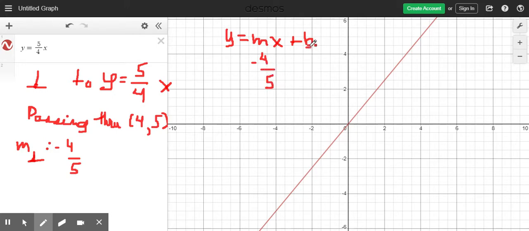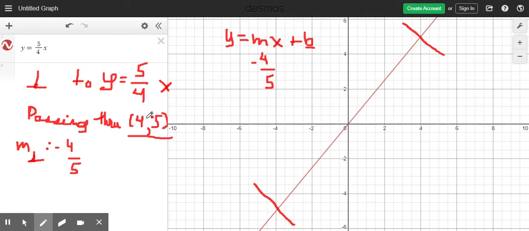But we don't know the b. We don't know the y-intercept on this new line that we're drawing. We know it has to be perpendicular to this line, but we don't know where. We don't know if it's going to be here. We don't know if it's going to be here. We can't tell yet where it's crossing the y-axis. So we'll use this point, this other information that they gave us to find the actual equation.